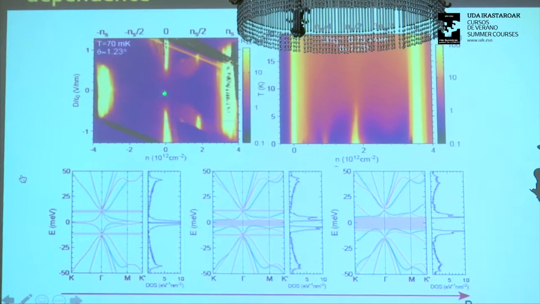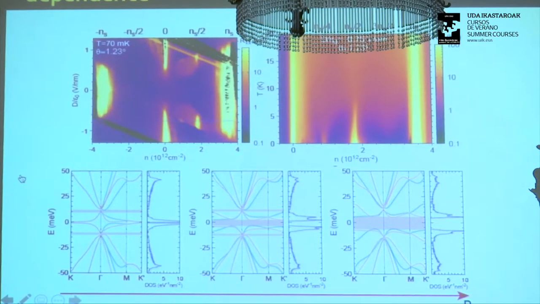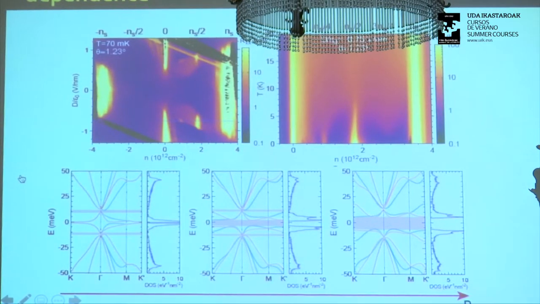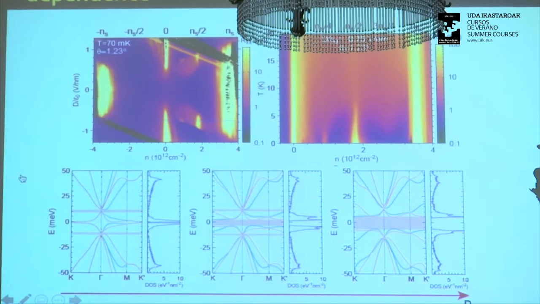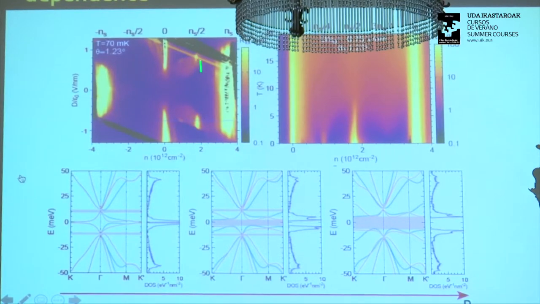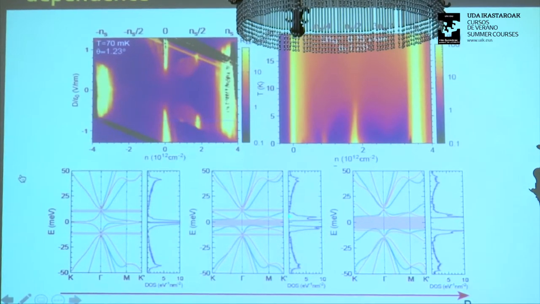Okay? So at zero displacement field, you do not have an insulator at half filling, like in the case of mono-mono. But if you apply a transverse electric field, this set of flat-ish bands, which were not super flat, now they become gapped and become flatter. In particular, the upper one, the conduction band, becomes flatter, and when you half fill that band, you actually get a correlated insulator state.